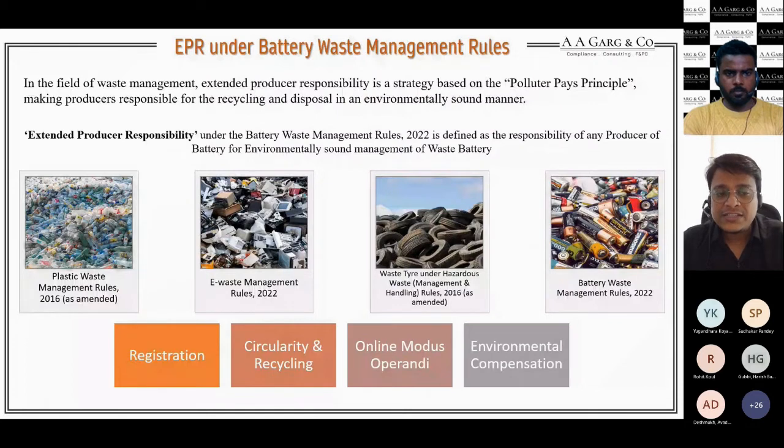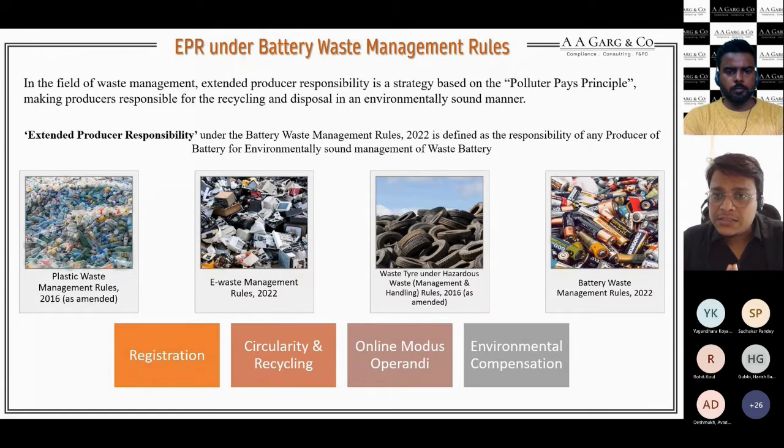As of today we have EPR under the plastic waste management rules and the e-waste management rules, and the final notification of the EPR rules for tyres, published recently this week, will be applicable from 1st April 2023. Waste tyres under the hazardous waste rules are also applicable now. And today we are going to discuss the battery waste management rules.